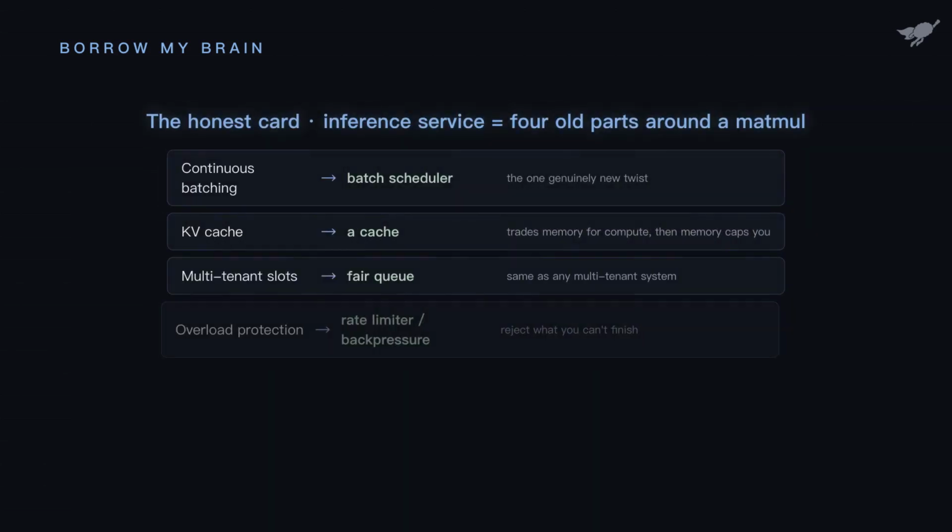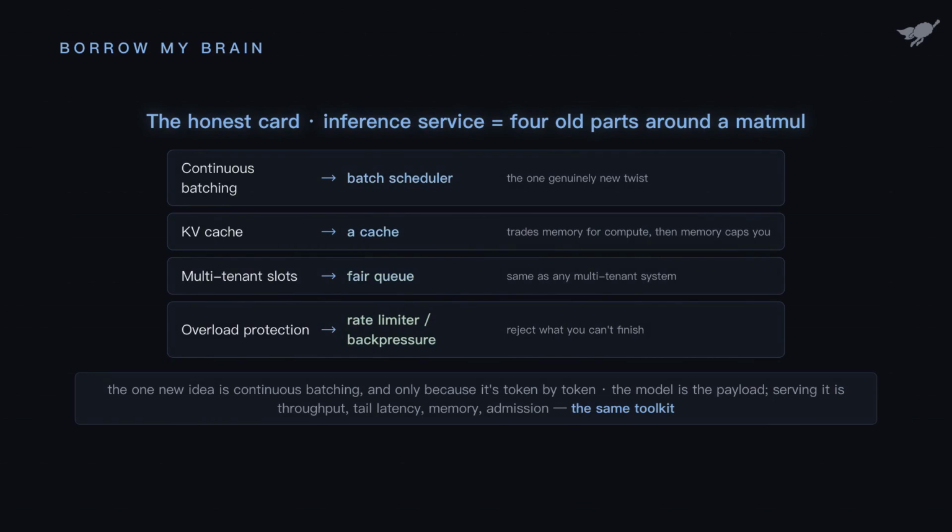Time to lay the honest card on the table. Take an LLM inference service apart, and here's what it is. A continuous batching scheduler, plus a cache, plus a fair queue, plus a rate limiter, all wrapped around a single matrix multiply. The only genuinely new piece is continuous batching, and even that holds up only because generation happens 1 token at a time. Everything else is old craft you already know.